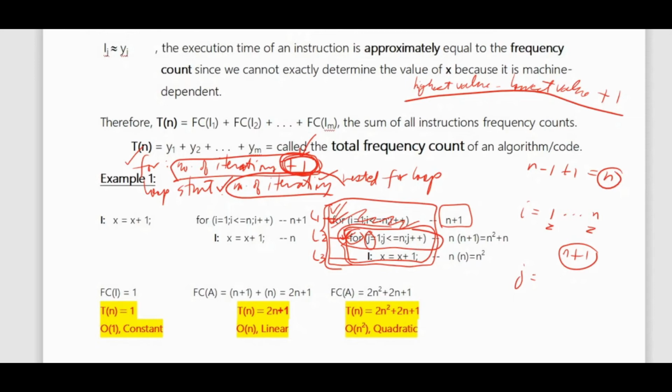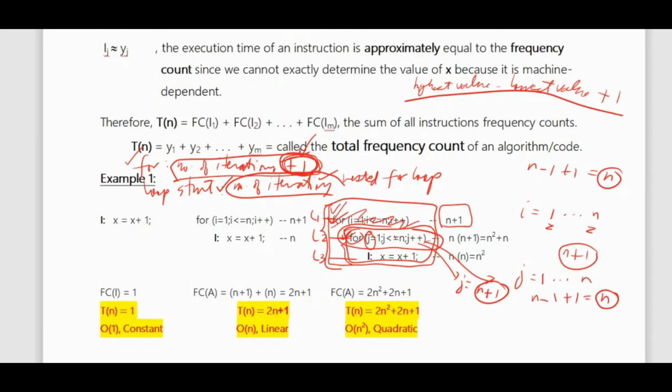The control variable of the inner for loop is j, and from here you will see that the lowest value of j is 1 and the highest is n, okay? So the number of iterations of this inner for loop would be n minus 1 plus 1, which is the same as the outer for loop. It is n. It is n plus 1 because the plus 1 there is when j is incremented and the value of j exceeds n. That is when your j becomes n plus 1.